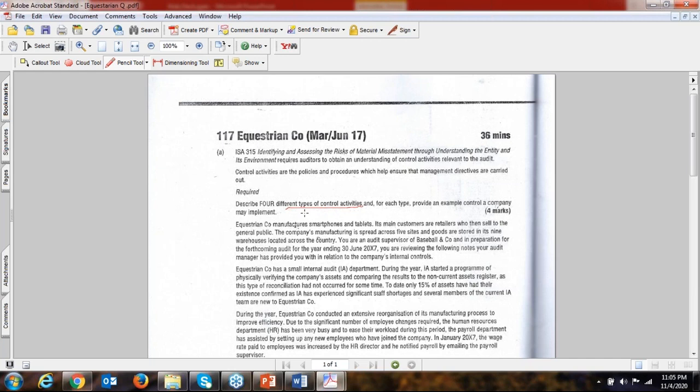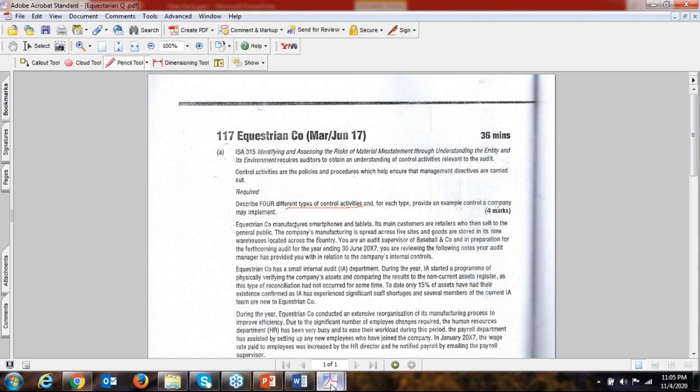Okay, now for the control, you just need to give an example of the control. So you can say that all the purchase invoices should be received by the purchase clerk, checked by the assistant manager, and approved by the finance director. Here you can give one example of the segregation of duty. So you need to mention what segregation of duties is, what the advantage of segregation of duty is, and mention one control of the segregation of duty.